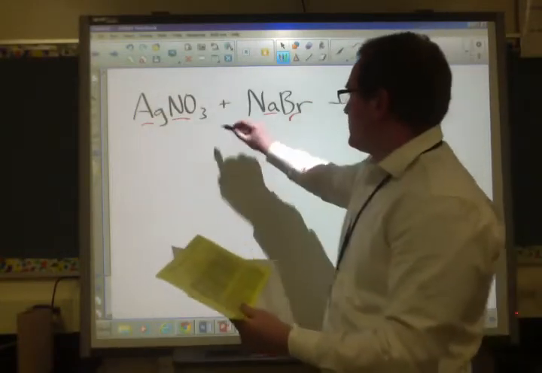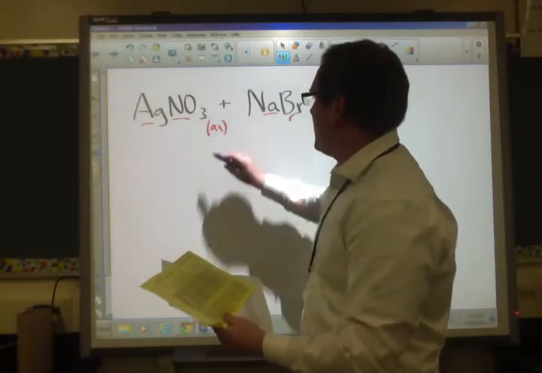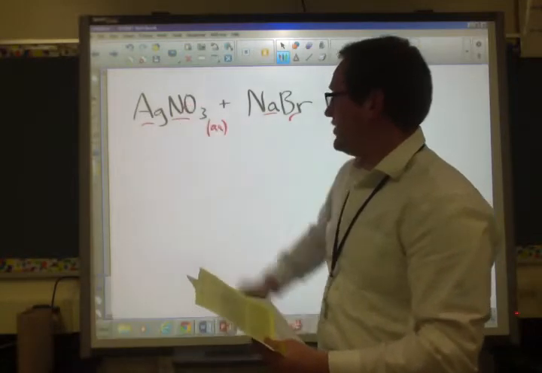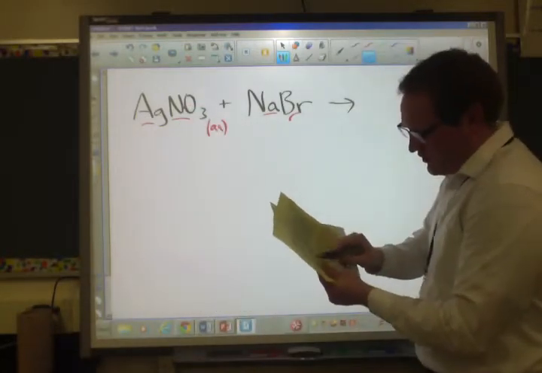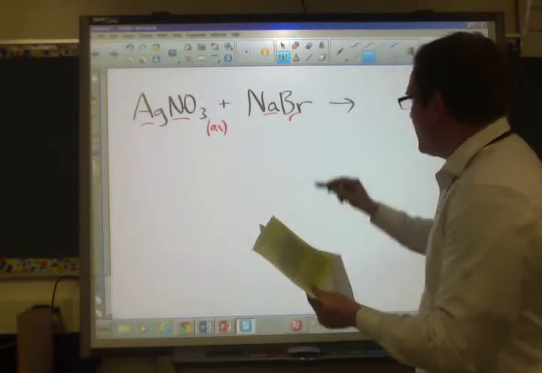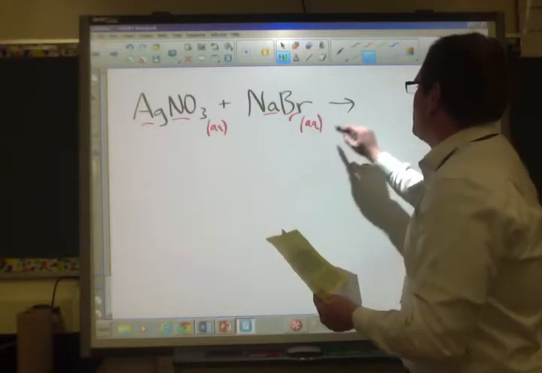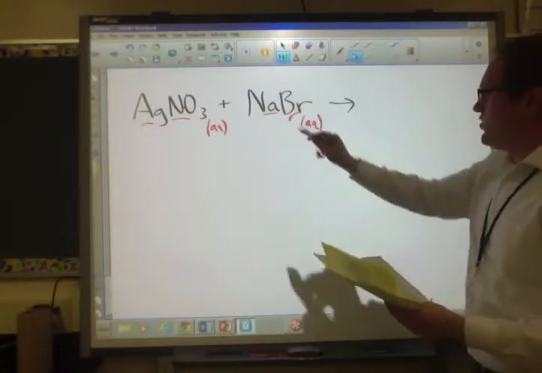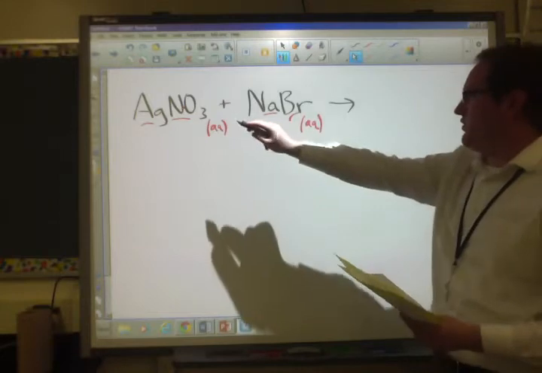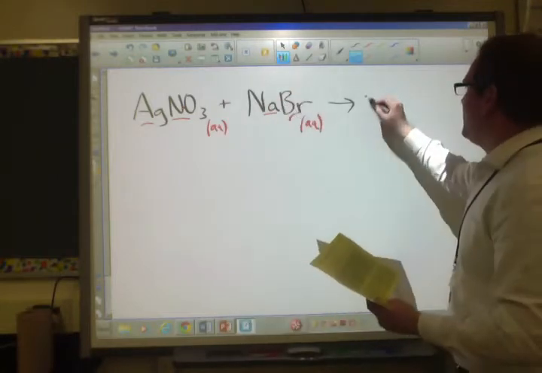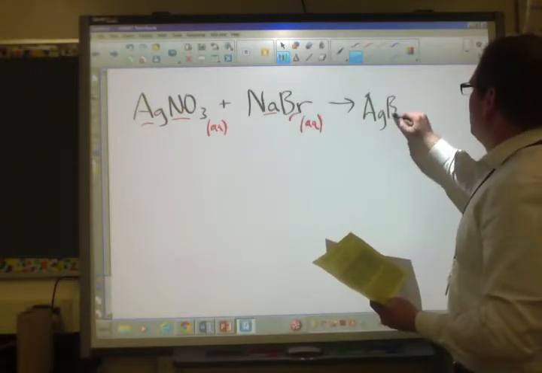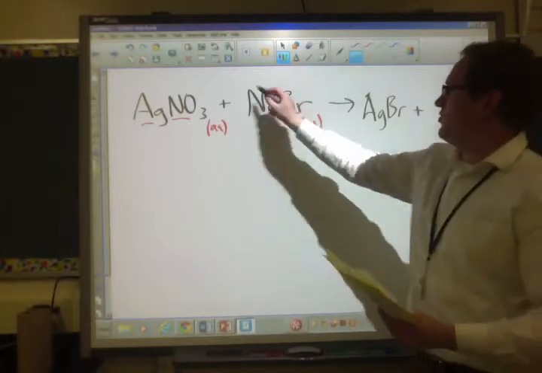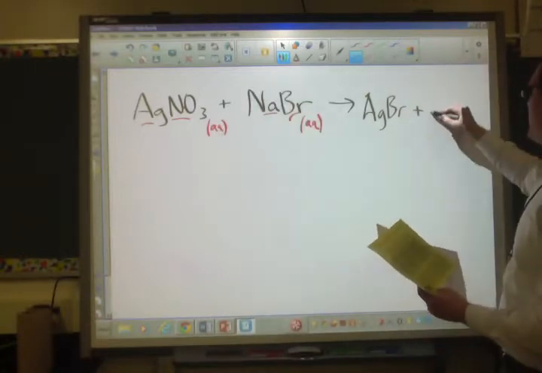So you check here, you notice that that's going to be aqueous, which I know, by the way, always aqueous. NaBr, so that's sodium bromide, aqueous. So far, so good. So I'm going to switch up the cations now. So I'll do silver bromide, and I'll do sodium nitrate.